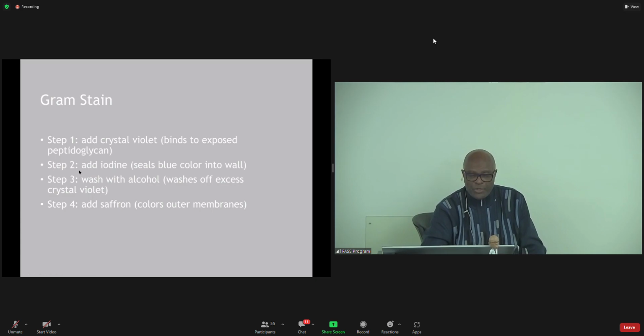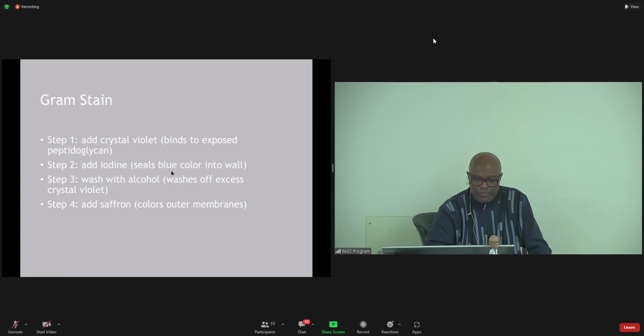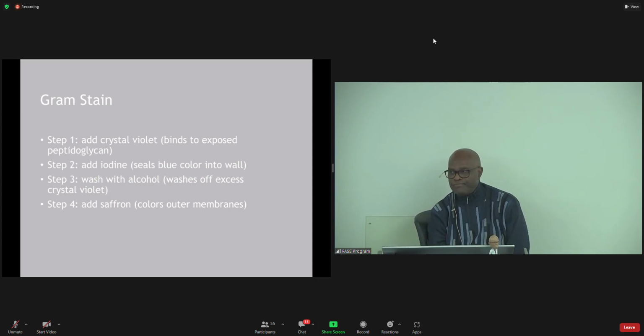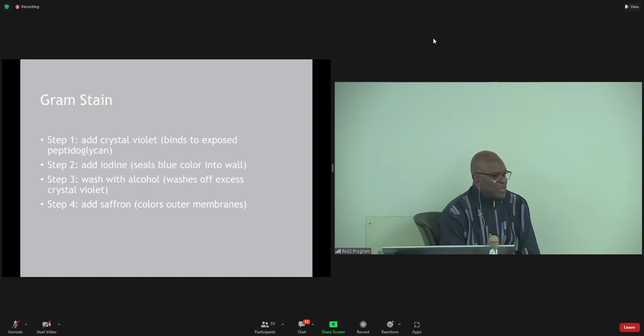Okay. Step 2, add iodine to seal it into the wall. That means now the gram positive are permanently stained purple or blue. Then step 3, wash off the excess with alcohol. That means the gram negatives are nice and clear again. Gram positives already have their blue color. And then we add safranin, which colors the outer membranes, which is pink. That's why gram negatives look pink and gram positives look blue or purple. Any questions on a gram stain? Again, they always give you the gram stain, folks. It's always in the vignette. That's why you want to know how it's done so that you gain information from it.